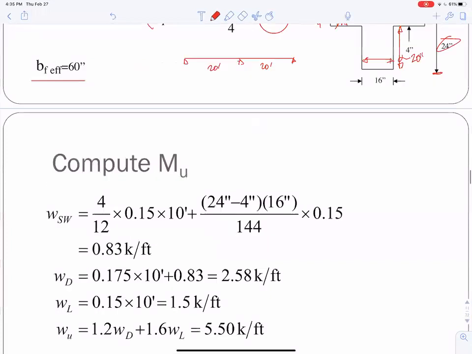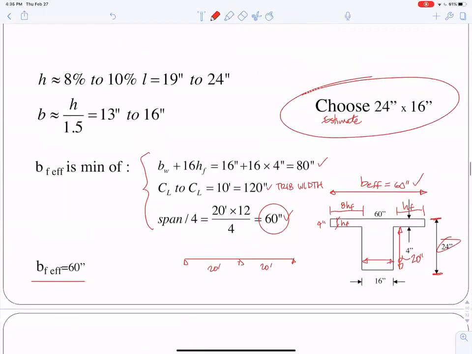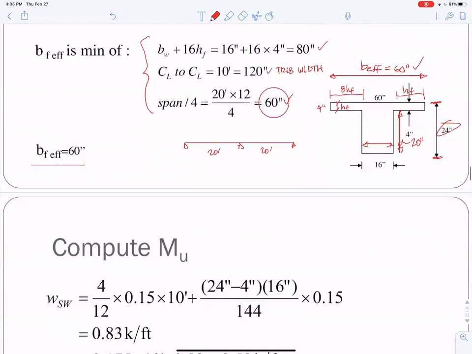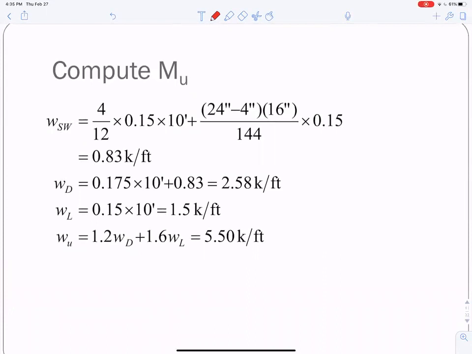We had just gotten that the effective width for calculating moment capacity was 60 inches. We also were guessing the size as 24 by 16, which is 20 inches below the slab. And now we're going to calculate the moment.